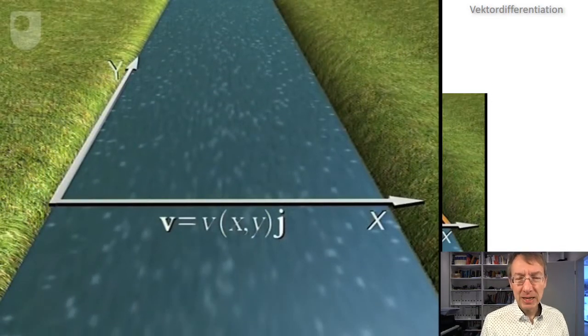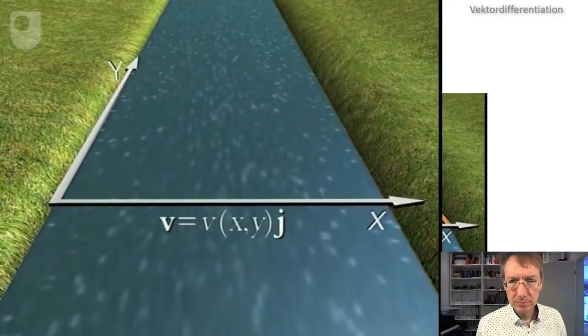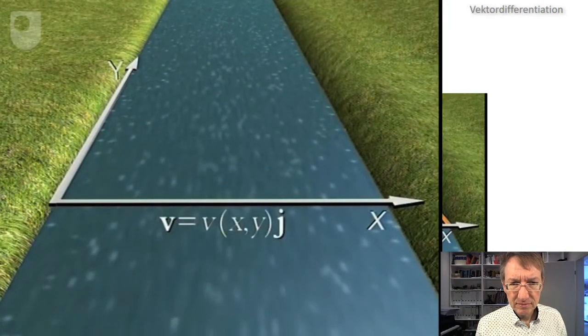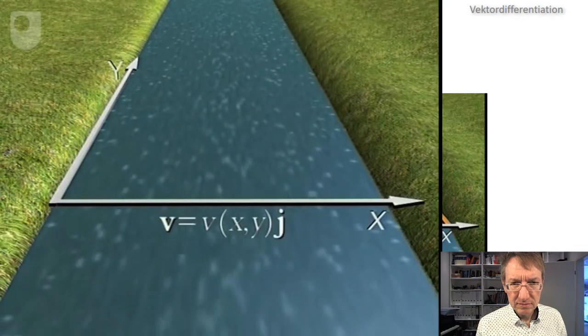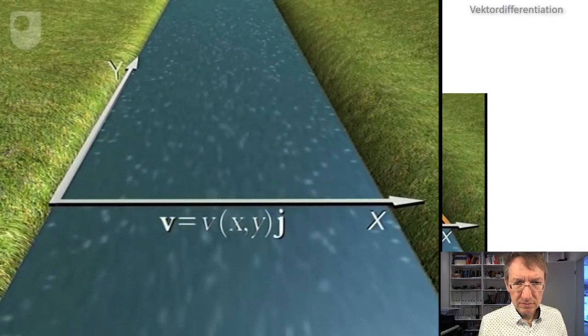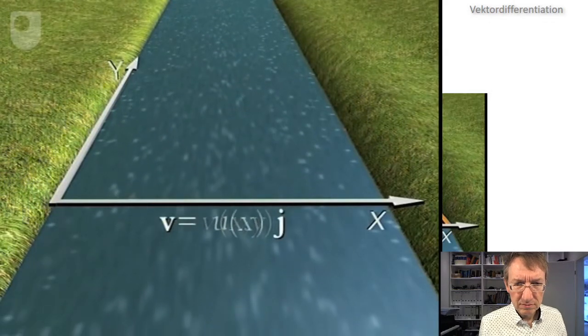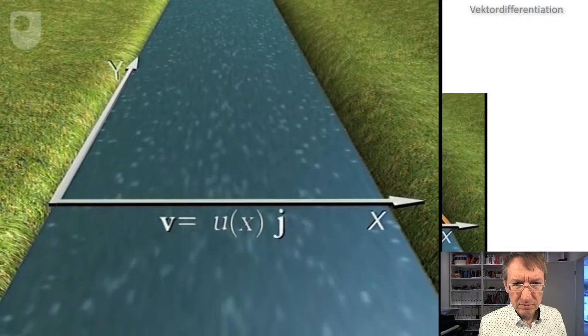We'll assume that for this short stretch of the river, v of x y doesn't depend on y. In other words, the velocity at any point only depends on its distance x from the left bank. This implies a model surface velocity field of the form v of x y equals u of x, j.